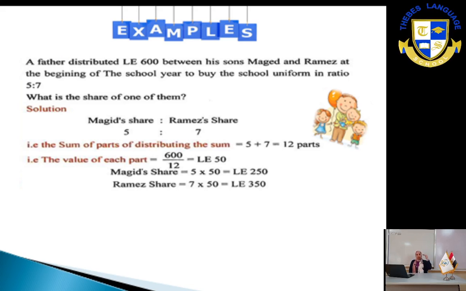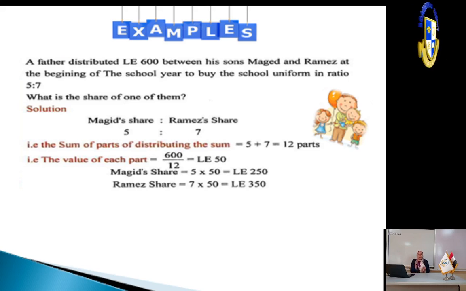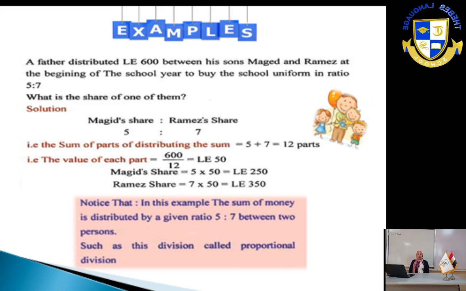Yes, we will put the names up top, Magid's share and Ramiz's share, and we will put the ratios 5:7. So, to get the sum of the parts, we will add 5 plus 7, equal 12. The value of each part: we will take the 600 pounds and divide it among the sum of the parts, among 12. It will be 600 divided by 12 equals 50 pounds. So the share of Magid will be 5 multiplied by 50 equals 250. The share of Ramiz will be 7 multiplied by 50, which is 350.